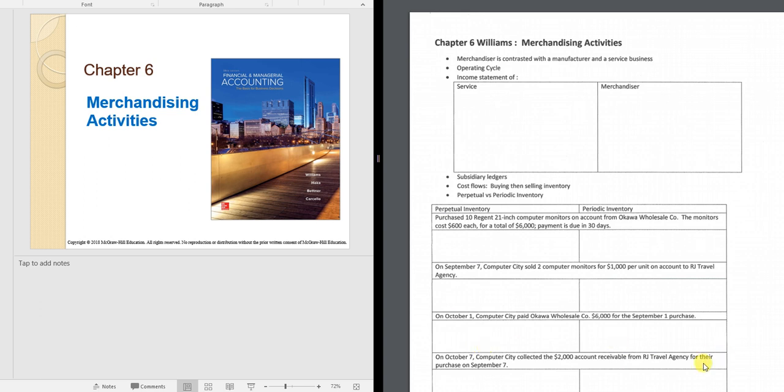Going to go over the more important things from chapter 6. So again, this chapter is all about reading, which you should be reading, obviously, the textbook. So there's really no need for me to go through a lot of the information that you can just read. So I'm going to go through some of the more difficult things.